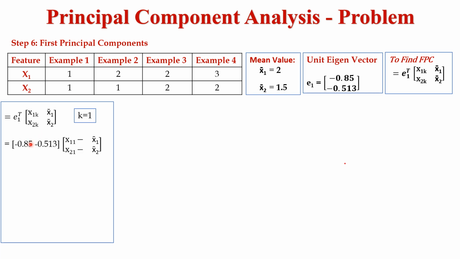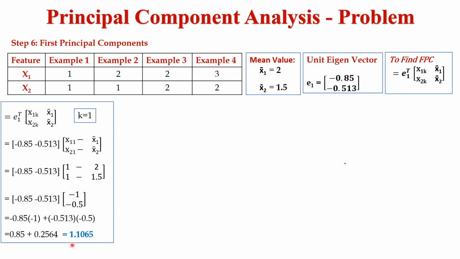So we get it as minus 0.85, minus 0.513 into the matrix (x11 minus x1 bar, x21 minus x2 bar). We substitute the value of x11 with 1 and x21 with 1, and the mean values x1 bar and x2 bar are 2 and 1.5. Substituting these values in this formula, we get the value as such. The final simplified value is 1.1065.